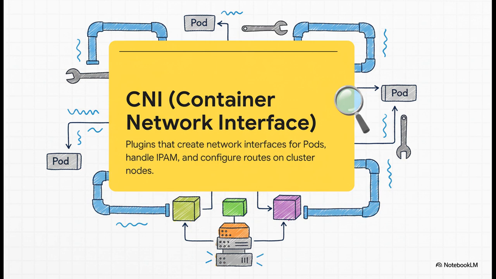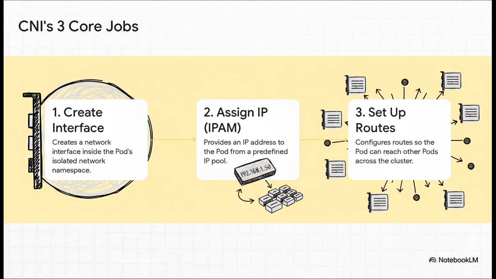It's a standard that says, hey, here's how you connect a container to a network, and then a bunch of different plugins come along and make it happen. So what does a CNI plugin actually do? Well, it really boils down to three core jobs. First, it creates a virtual network card inside the pod's little isolated network bubble. Second, it slaps a unique IP address on that card from a pool. That's a process called IP address management, or IPAM for short. And finally, it sets up all the necessary network routes so that this new pod knows exactly how to send traffic to any other pod in the cluster, even if it's on a completely different machine.